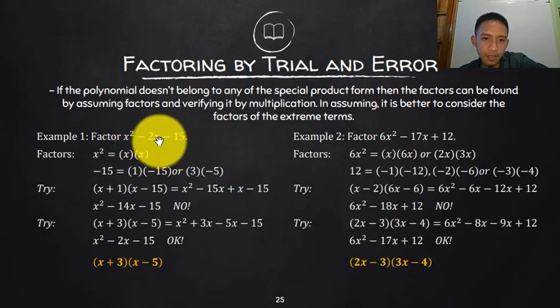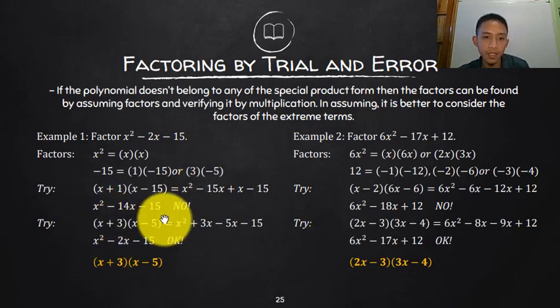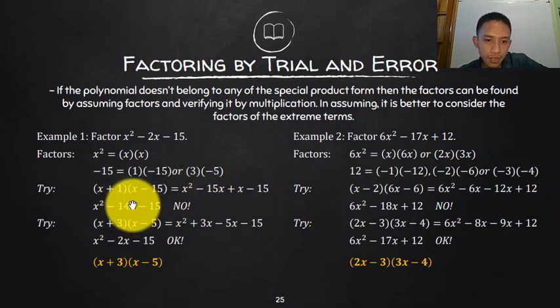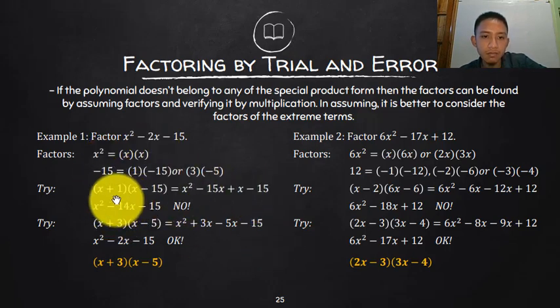The extreme values are correct because, of course, we used the factors. That is the good thing. If you are using your factors, you will end up correct with your extreme values. Your only problem is your middle, so you need to check your middle. Negative 14, that is the result of our trial, but the required middle term is negative 2. So that is wrong. You need to try again.